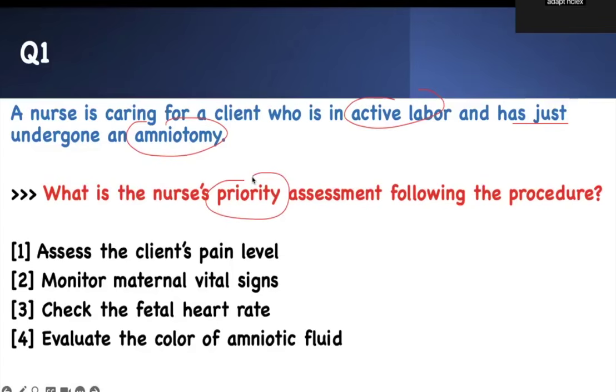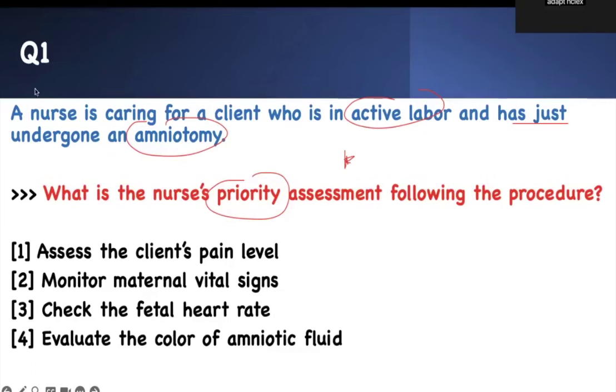Remember, the amniotic fluid surrounds the baby, who floats in it. Whenever amniotic fluid comes out, there's one thing you should do. You should check for what? That's the answer choice. That's the key concept. That's the concept you have to use to answer the question. Therefore, assess for client pain level, monitor maternal vital signs, check the fetal heart rate, evaluate the color of the amniotic fluid.